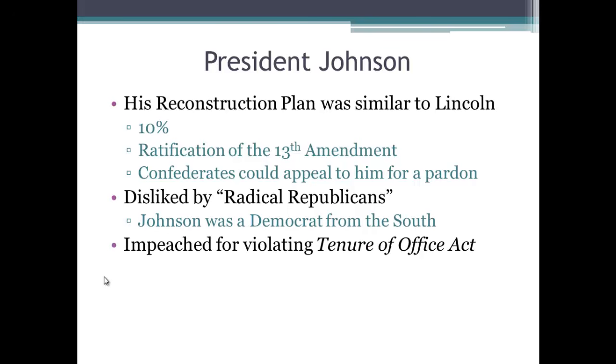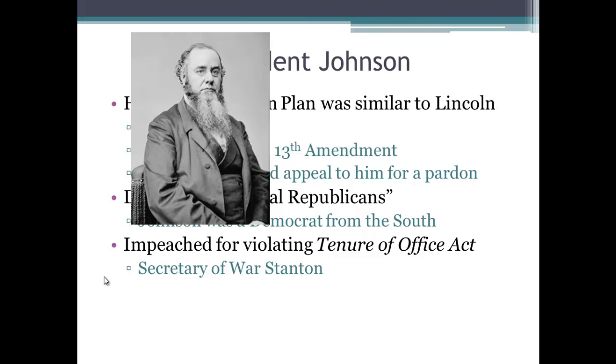And he was impeached for violating the Tenure of Office Act, which was an act specifically set up to get him in trouble. He ended up firing a holdover from Lincoln's administration, Secretary of War Stanton, who supported radical Republican ideas. So he was fired by Johnson, and then because he violated this act, which said that the president cannot fire any cabinet members without their approval, he was impeached. And impeached means charges were brought against you. He was not removed. Johnson fell one vote shy of being removed.